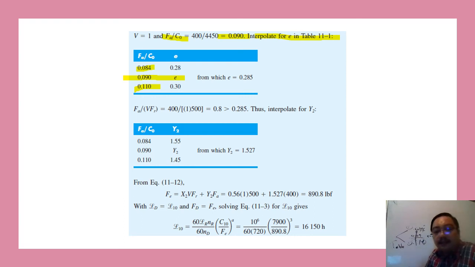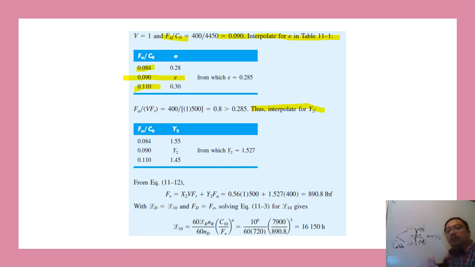Okay, and then again you put this value, FA over C0 equal to 0.09, with E at 0.285. Interpolate for Y, you can get this value. Again, it is not in the graph. You have to extrapolate the graph. Any answer in between, as long as the answer is in between, is okay. Your interpretation may have 0.29, or for Y2 you may have 4.6, 4.55. It's okay, as long as it is within the range.